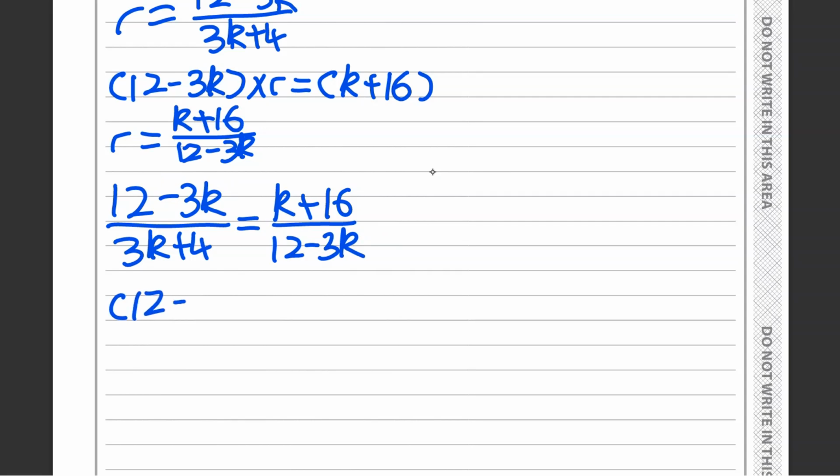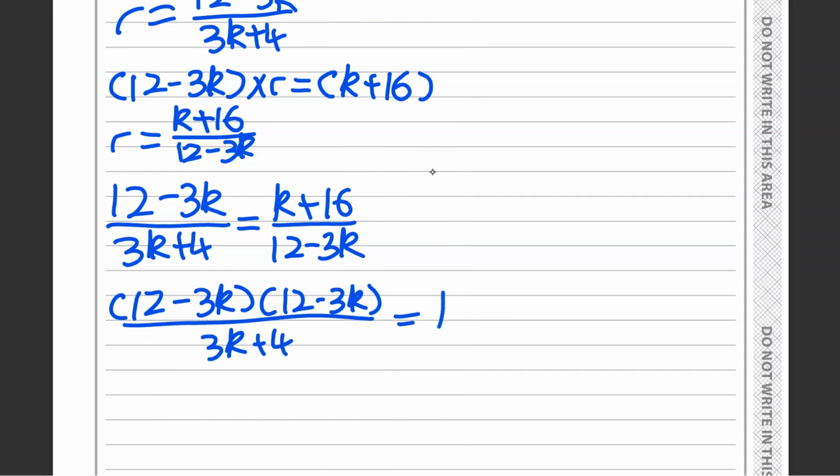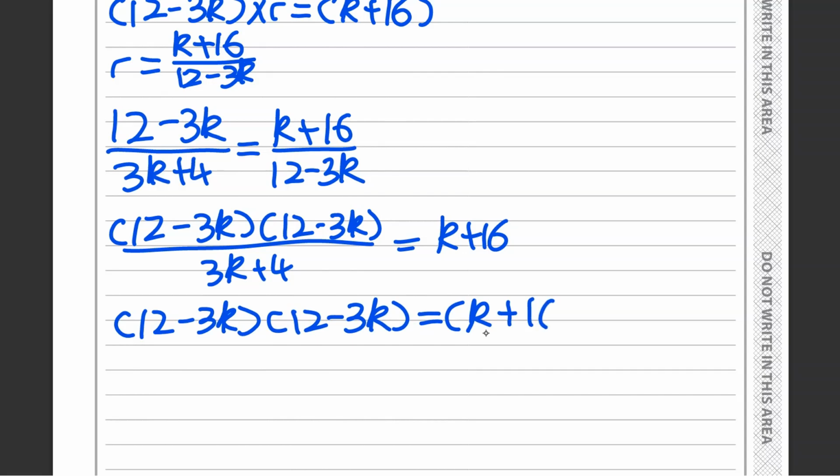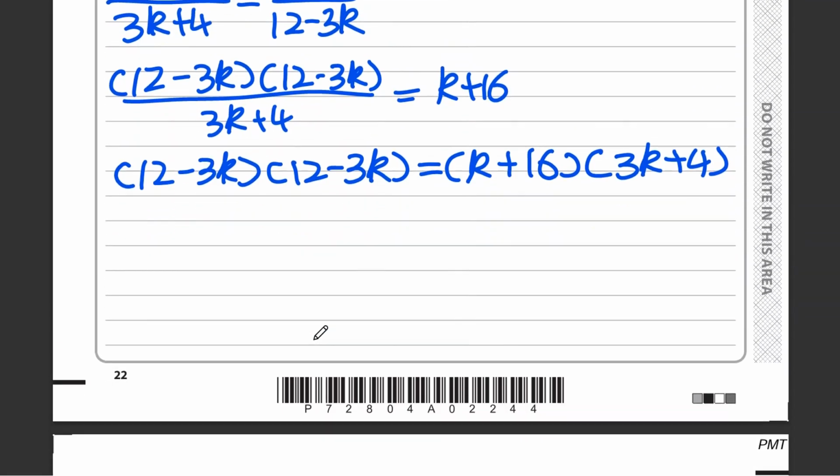So it becomes 12 minus 3k multiplied by 12 minus 3k over the 3k plus 4 is equal to this k plus 16, and then we're going to do the exact same thing with this denominator here, this 3k plus 4, to bring onto this side. So it becomes 12 minus 3k, 12 minus 3k is equal to k plus 16 multiplied by 3k plus 4, and now we're going to expand these brackets here.